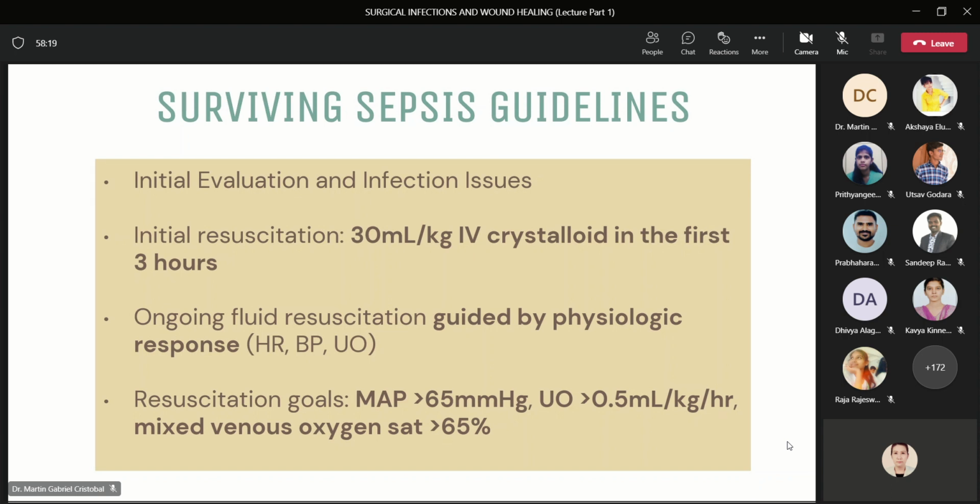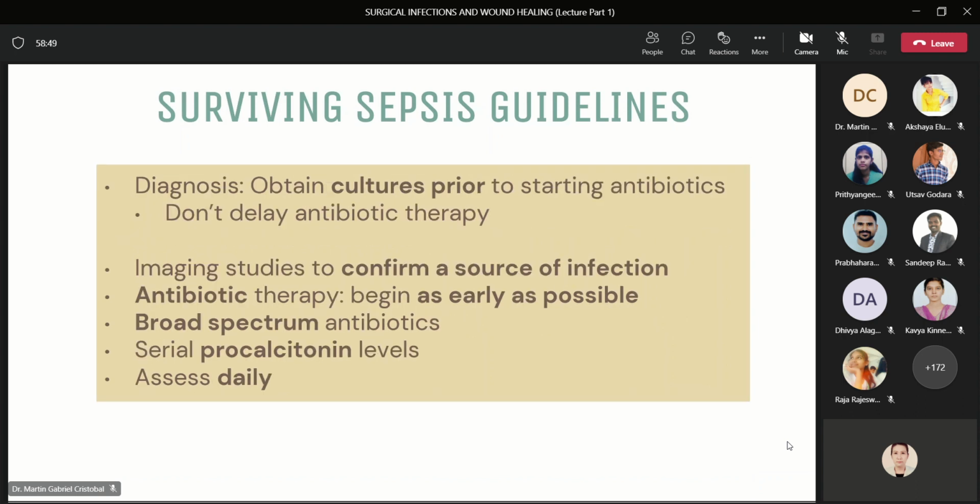Ongoing fluid administration should be guided by physiologic response as measured by clinical variables such as the heart rate, blood pressure, and urine output, and or other invasive or non-invasive monitoring. Resuscitation goals include mean arterial pressure of more than 65 mmHg, urine output of 0.5 ml per kilo per hour, and a mixed venous oxygen saturation of more than 65%. So target resuscitation to normalize lactate in patients with elevated lactate levels.